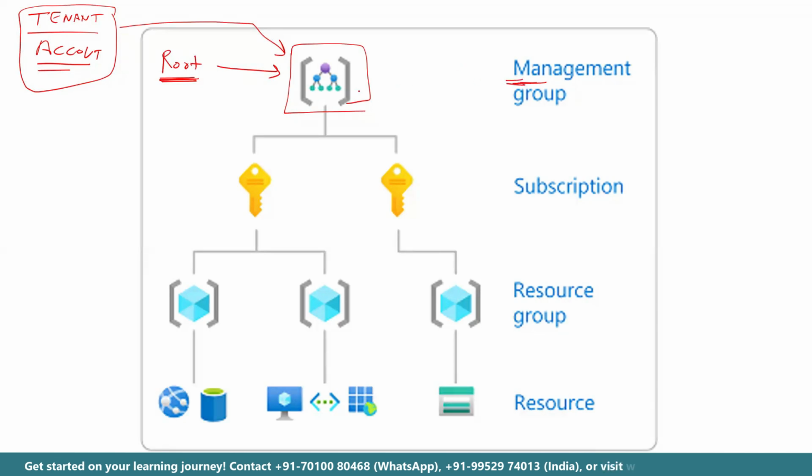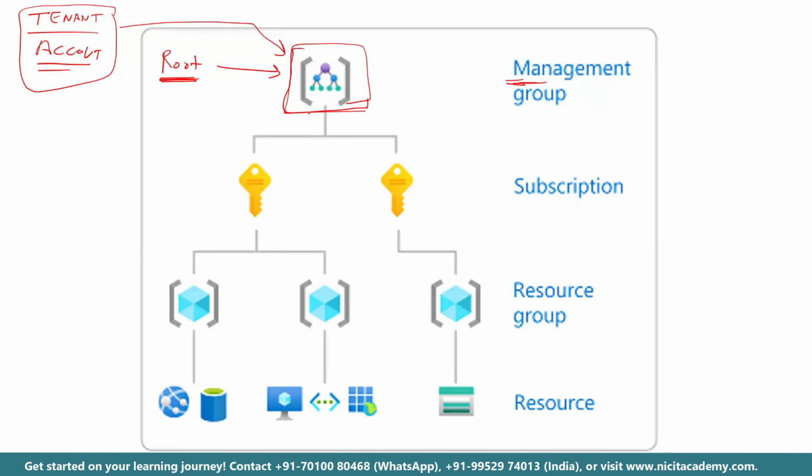Management group is also a container. Assume subscription is also a container, management group a container, resource group a container. So all of this is a container hierarchy. Here we have the root management group. We may have another management group created under this. That is totally possible. We can have multiple levels of management groups.